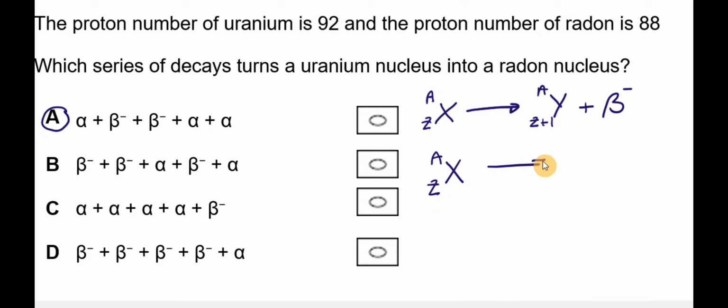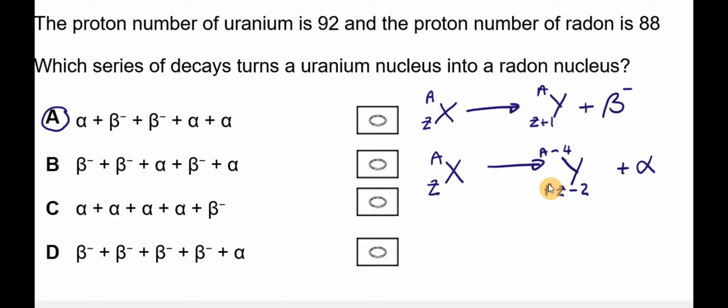2 protons and 2 neutrons are emitted from the nucleus. So the atomic mass decreases by 4 and the atomic number decreases by 2 in alpha decay.